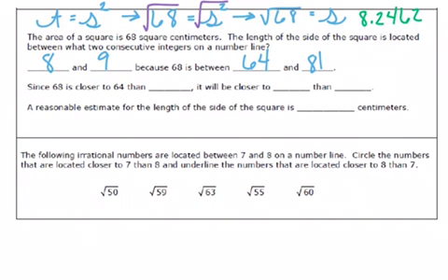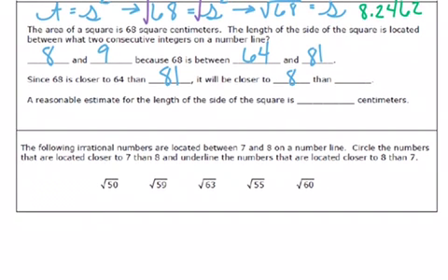So since 68 is closer to 64 than 81, it will be closer to 8 than 9. A reasonable estimate for the length of the side of the square is 8.25 centimeters. So whenever it tells you to estimate, hopefully it'll give you a place value to estimate to. We estimated to the hundredths place. So remember, when you estimate, if I'm rounding to the hundredths place, I look at the digit to the right. And so a 6 tells me to go up. So that's how I got the 8.25.